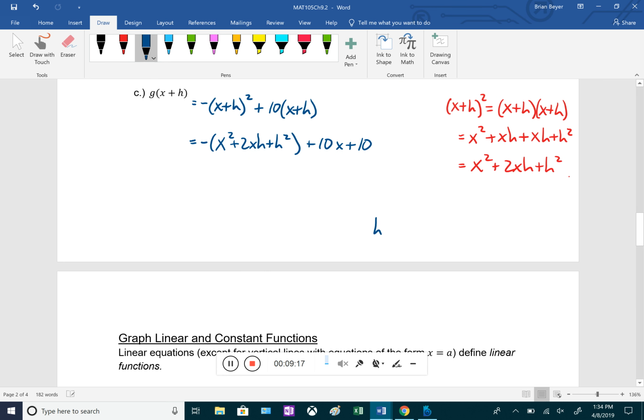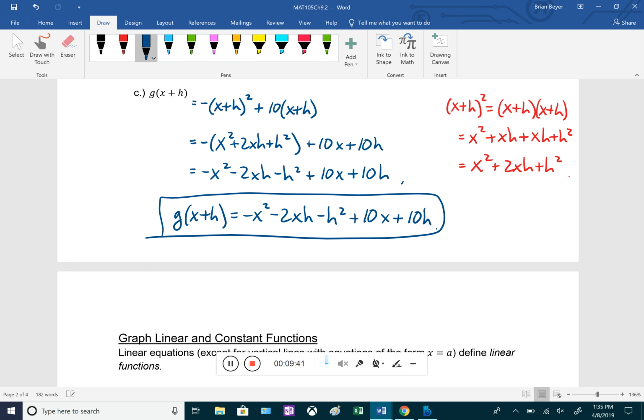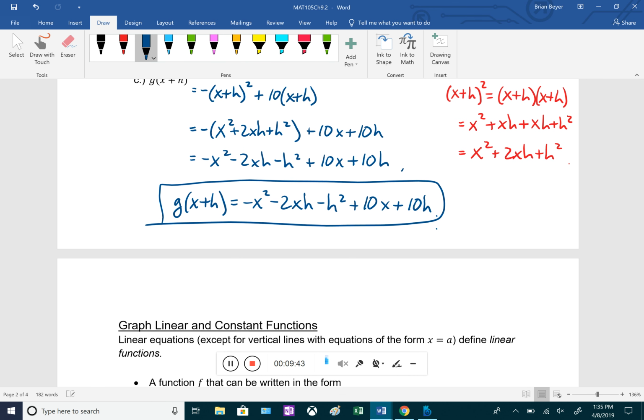And now we have to distribute that negative. So it's negative x squared minus 2xh minus h squared plus 10x plus 10h. And there's actually no like terms here, so we have to leave it just the way it is. And that is our g of x plus h. Okay, so pretty messy, but still doable.